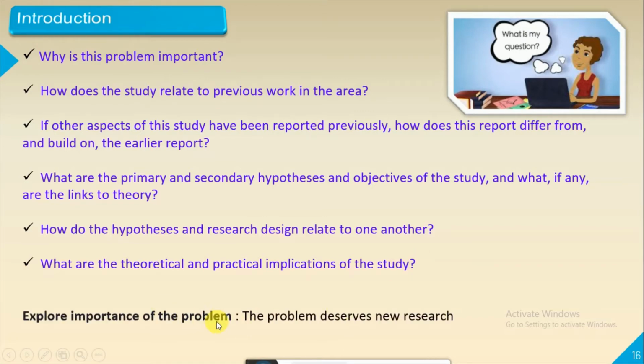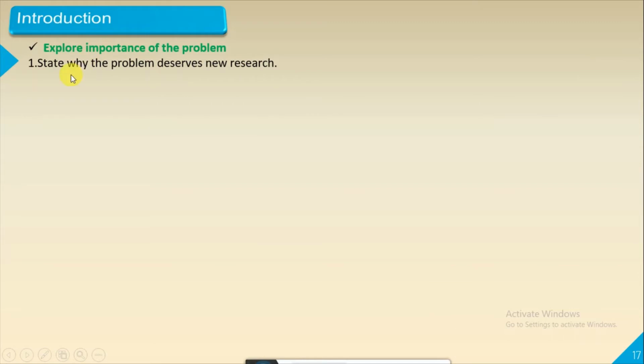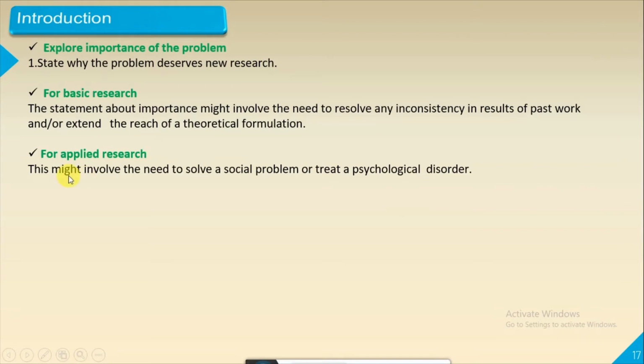Explore the importance of the problem. The problem deserves new research. You have to state why the problem deserves new research. For basic research, the statement about the importance might involve the need to resolve any inconsistency in the results of past work, or extend the reach of a theoretical formulation. For applied research, this might involve the need to solve a social problem or treat a psychological disorder.